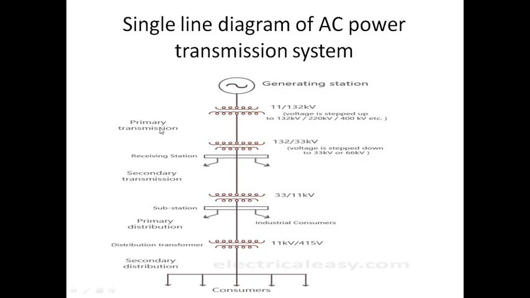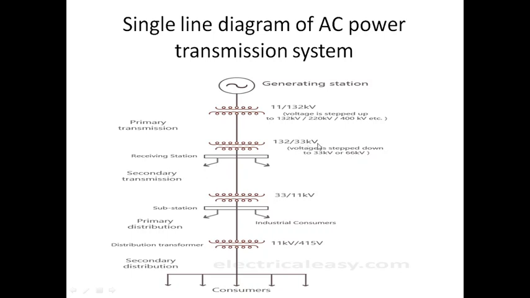So the generating station will be there. This is primary transmission, secondary transmission, primary distribution, secondary distribution. In this one, at the generating station, I am going to have a step up, because what I am getting from the generating station is not sufficient to transmit over a long distance. So I am stepping this up. Again it is stepped down and given to the receiving station, secondary.